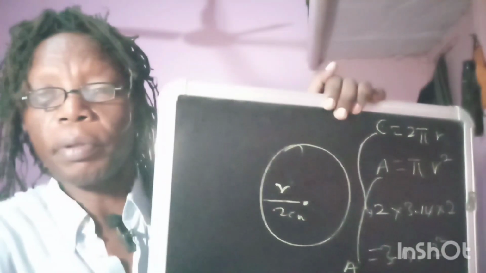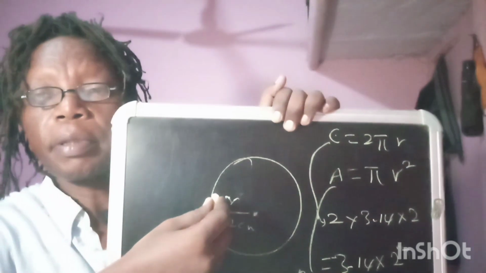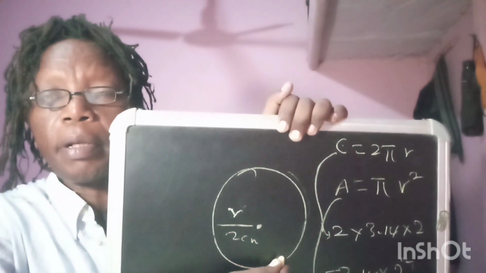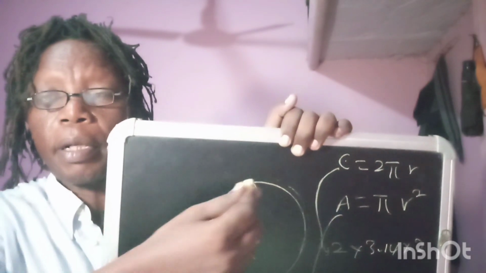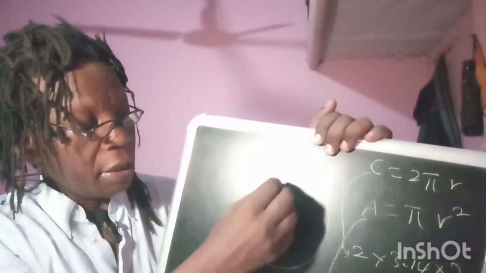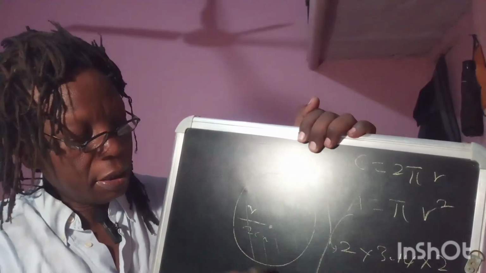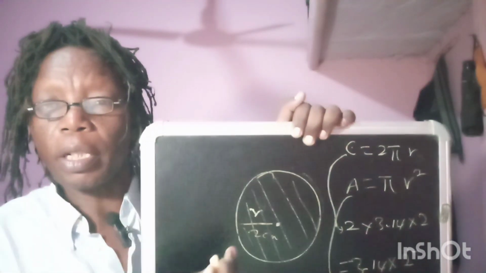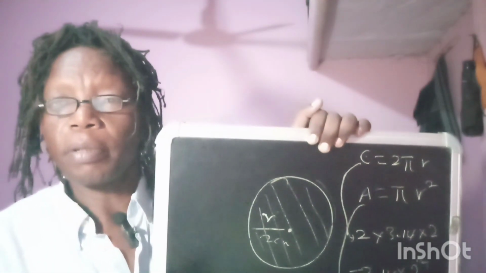And another thing, for those who don't know, the circumference means going around this circle. That is the circumference. And the area means inside. You calculate this. I've colored it to show you this area. So this is the difference. So let's calculate.